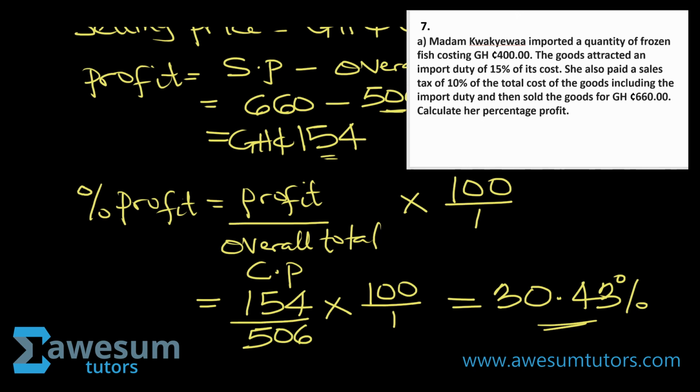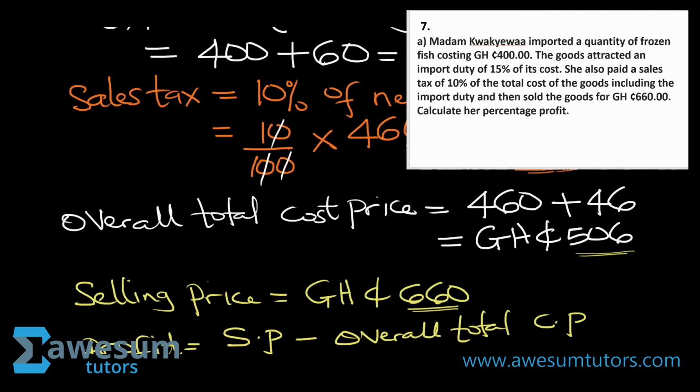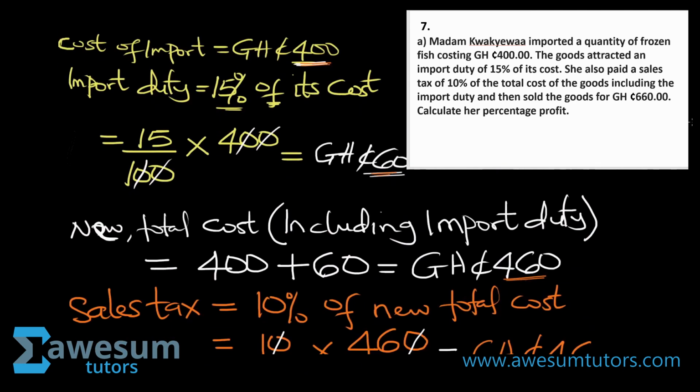I would encourage you to go over this question again several times and the solution so that you can better understand what we have explained right here. Madam Kwakyewa imported a quantity of frozen fish which cost $400, and then she paid an import duty of 15% on this 400, which was what we did from the beginning.